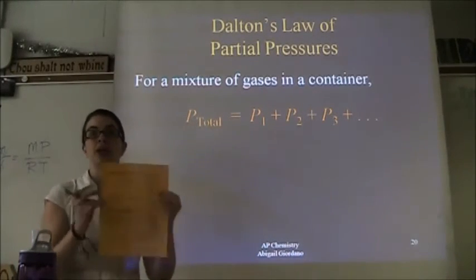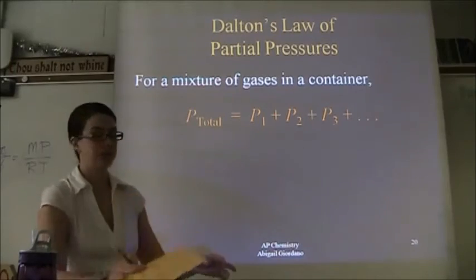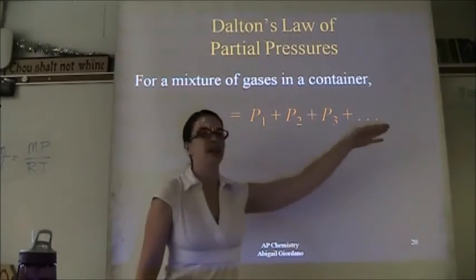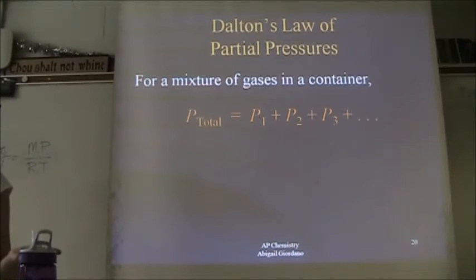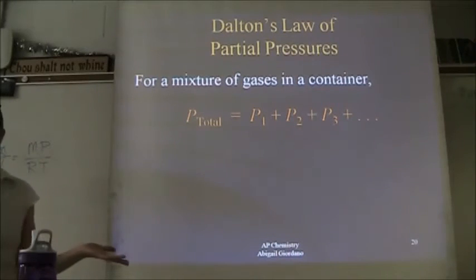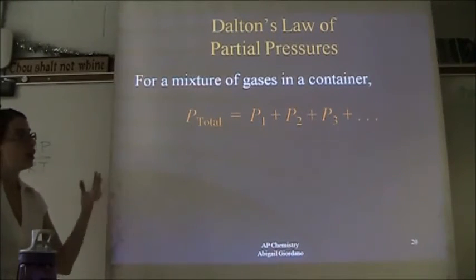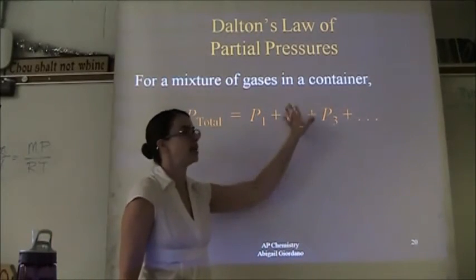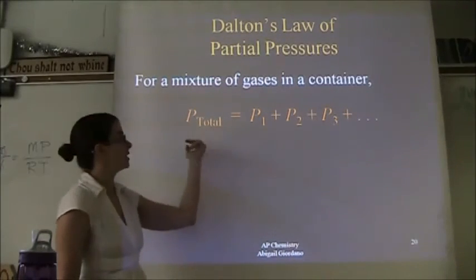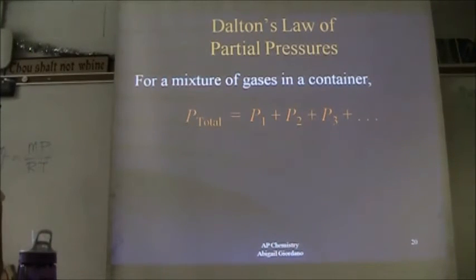This equation is on your equation sheet. And what I mean by dot, dot, dot is it doesn't have to be a mixture of 3. Maybe it's only 2, maybe it's 4, maybe it's 8, maybe it's 20 different gases. It doesn't matter. The point is the partial pressures of each one added together will be the total pressure in that balloon or that container.